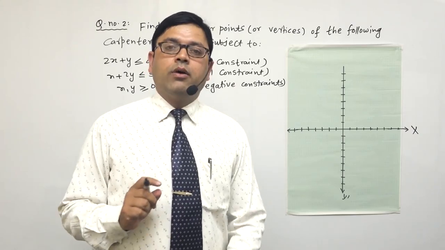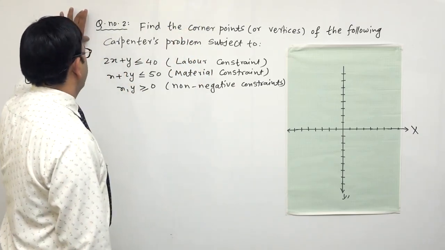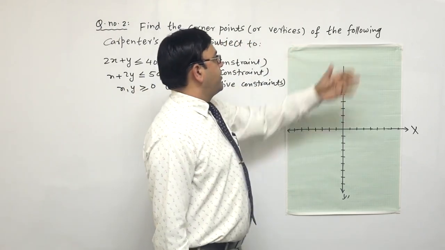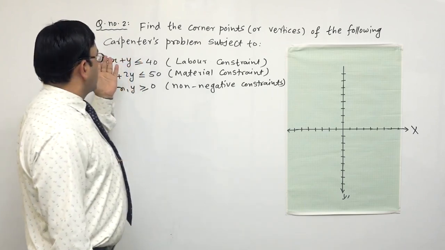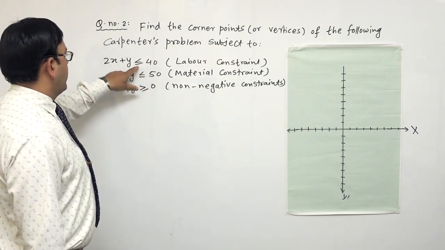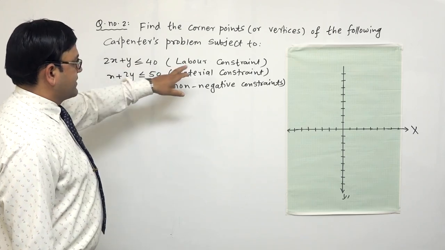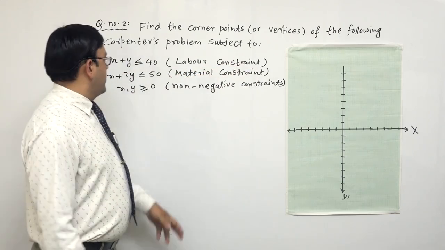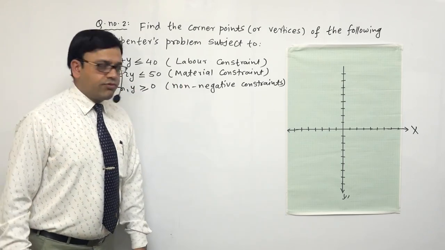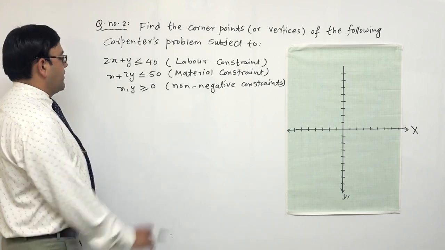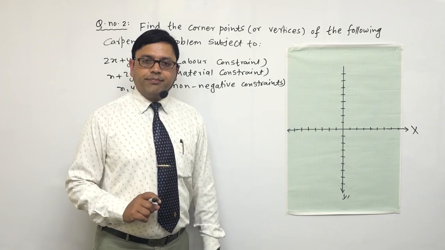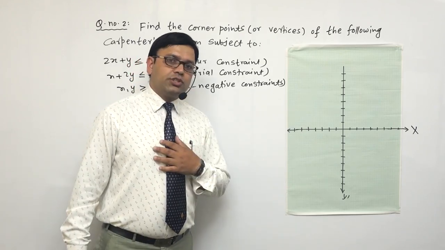Students, now we have another question. Our question number 2 is, find the corner points or vertices of the following carpenter's problem subject to 2x plus y less or equal to 40, that's the labor constraint, and then x plus 2y less or equal to 50, that is the material constraint, and then x, y greater or equal to 0, that is the non-negative constraints. Now we are going to solve this question.